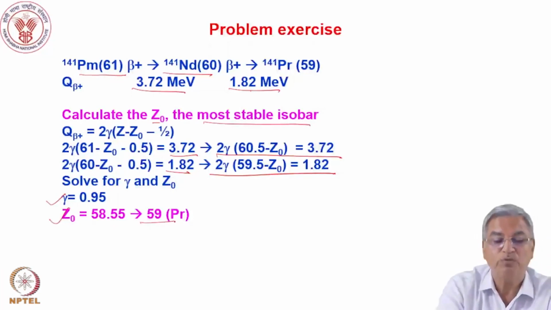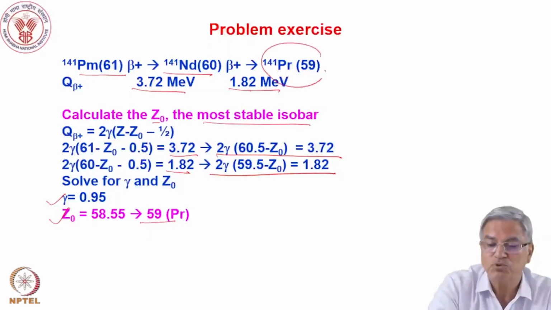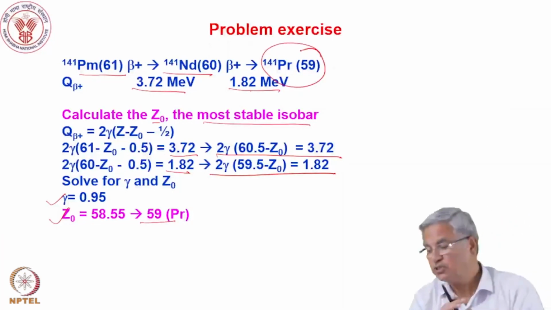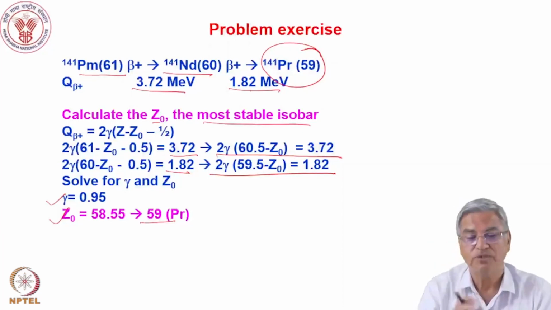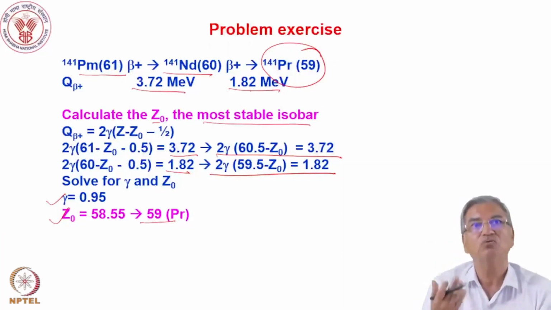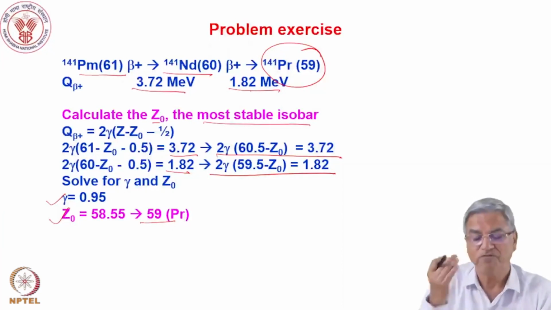So that is close to 59. So 59 is the praseodymium. So praseodymium is the most stable isobar of this isobaric chain. So this is how we can use the systematics of beta decay and the liquid drop mass formula derived to find out the Q beta value for beta decay.